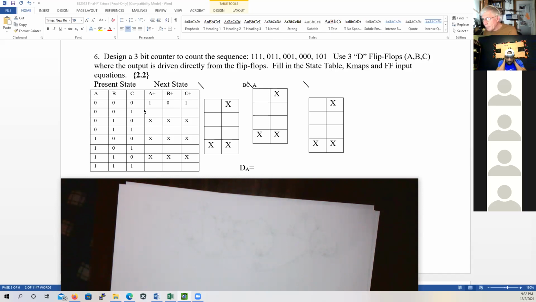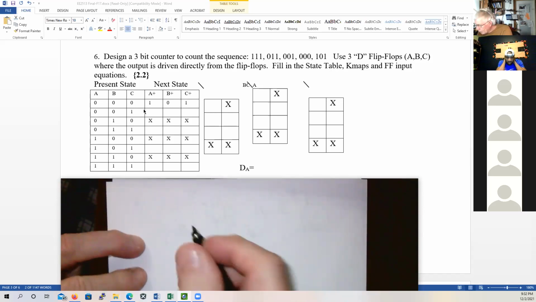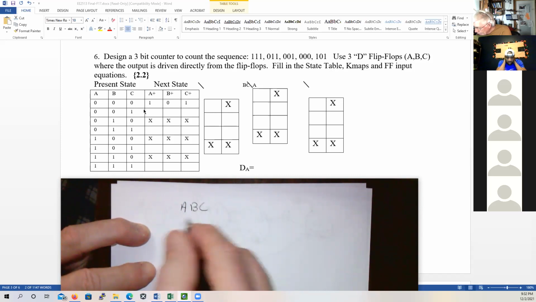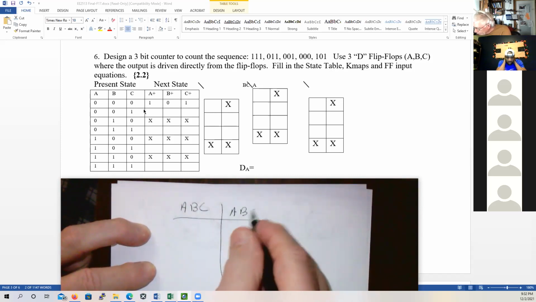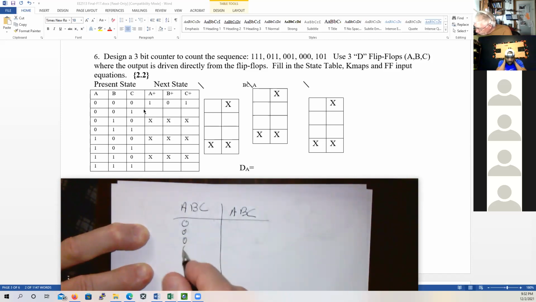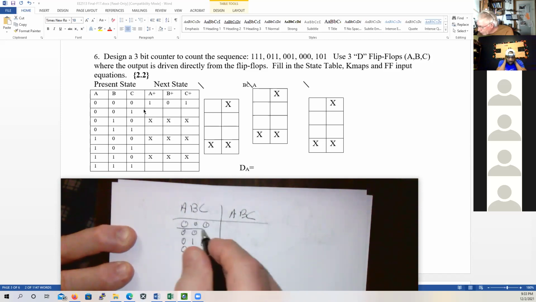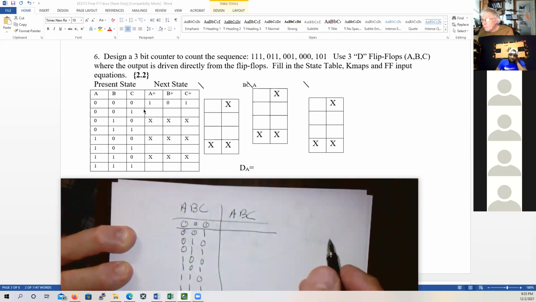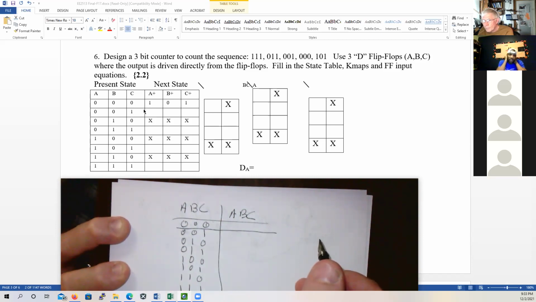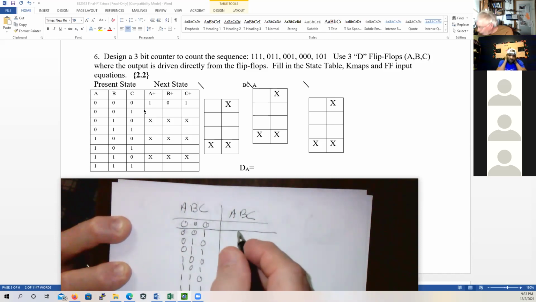So we have A, B, C, and our next state A, B, C. So 1, 2, 3, 4, 1, 2, 3, 4, 1, 2, 1, 2, 1, 2, 1, 2, and 1, 2, 3, 4. Okay, like that. So what's our desired next state from 0? One zero one. That's right. Yeah, we go to 5.